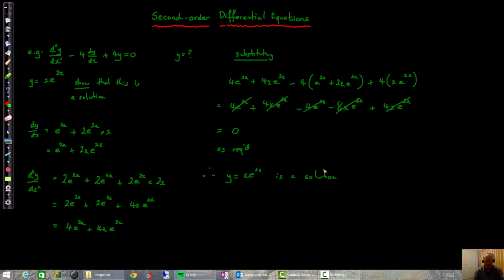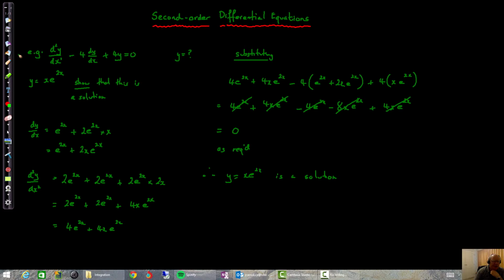Okay, so there's one kind of question where we have a differential equation of second order, in this case, and we're asked to show that this is a solution, and that's how we would typically proceed. Take this, find your first and second derivatives as required, substitute them into the left hand side, and show that we get the right hand side.